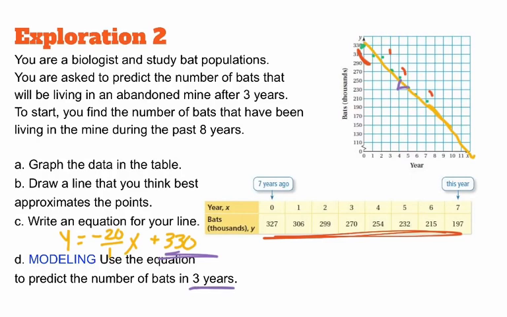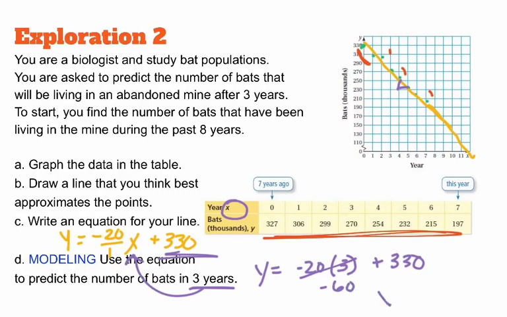So for 3 years, years is the x value, so I am going to substitute a 3 in for the x. So y is equal to negative 20 over 1, or just negative 20, right? We don't have to write it as a fraction, times 3 plus 330. Negative 20 times 3 is negative 60. Negative 60 plus 330 would be y is equal to 270. So our prediction for 3 years is 270 bats. And if we look at our table, 3 years, that is where our line intersects 270 bats.